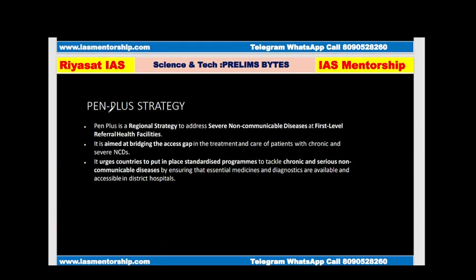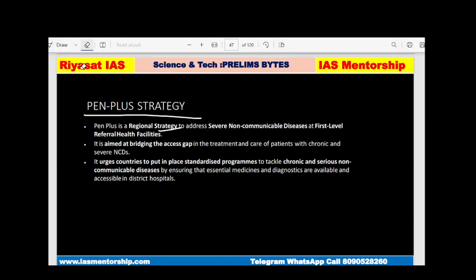Next, strategy. PEN Plus strategy. Very important. Just one or two topics are left in your science and technology, and then we will wind up the class. Basically, PEN Plus is a regional strategy to address which type of disease? Severe non-communicable diseases at first level referral health facilities, and it is aimed at bridging the access gap in treatment and care of patients with chronic and severe non-communicable disease.